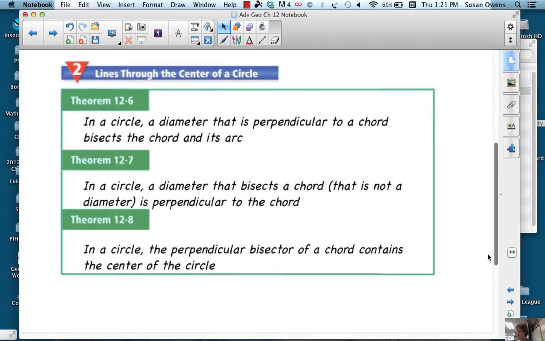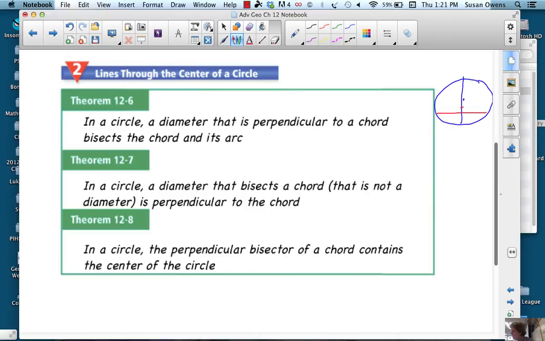And then we have 3 more theorems. In a circle, a diameter that is perpendicular to a chord bisects the chord and its arc. So let me draw a picture of this one. So we have a circle, and a diameter has to go through the center of the circle, so I'll draw a diameter. And if it's perpendicular to another chord, then what this theorem is saying is that it bisects the chord, so these are going to be congruent, and it also bisects the arc. So if we take a look at the arc, these are going to be congruent.